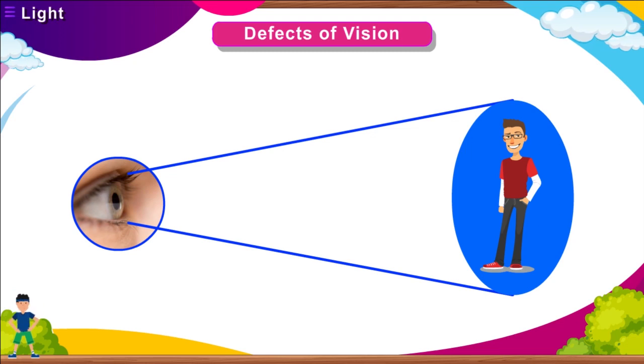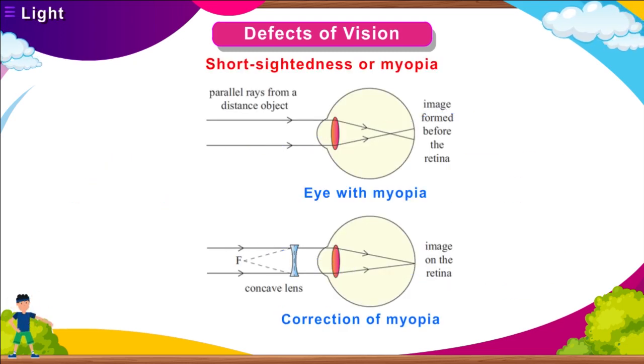There are two defects of vision in a human eye: short-sightedness or myopia. A person suffering from myopia can only see the nearby objects clearly, but not the distant objects. It occurs because the images of these objects are not formed on retina but in front of the retina. Its defect can be corrected by using a concave lens having suitable focal length.